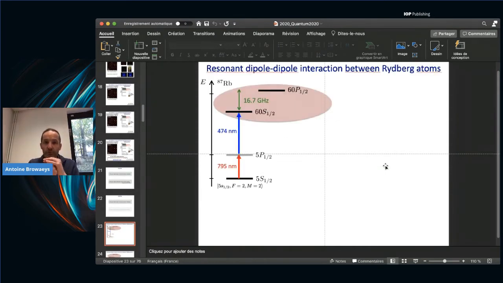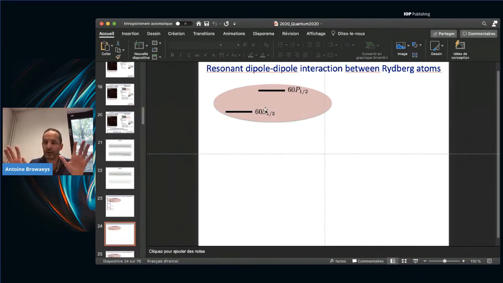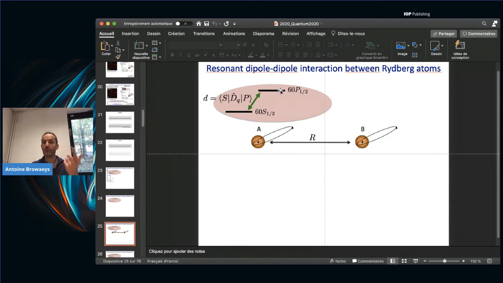This is the level structure of the atoms we use. We use rubidium-87. They are initially prepared in a very well-defined state, and we excite them by lasers to the state 60S1/2. And I'm going to totally ignore for the time being all the low-lying states. For the remainder of the talk, everything I'm going to discuss is going to happen in the Rydberg manifold. Here I just consider a nearest-neighbor Rydberg state, 60P1/2, which is connected by an electric dipole transition to the 60S1/2 into which I have prepared the atoms.